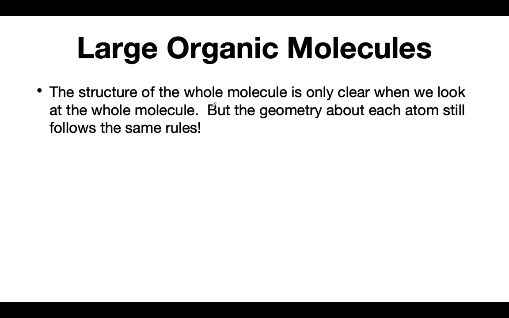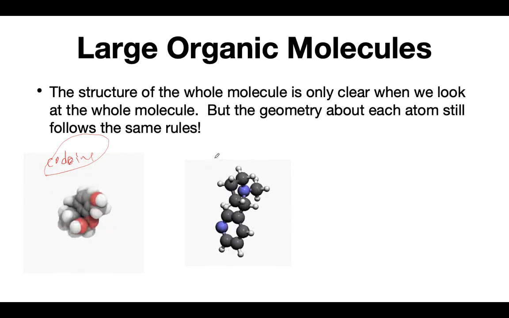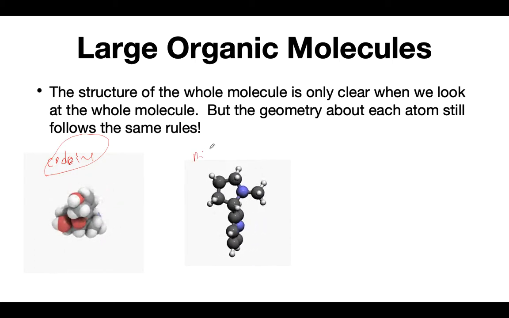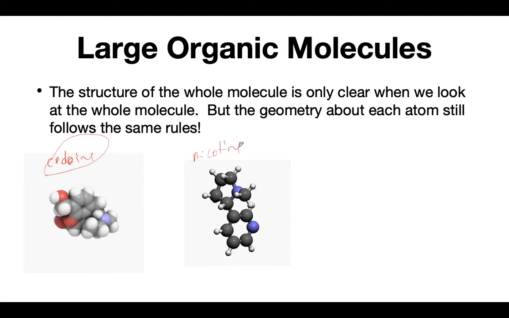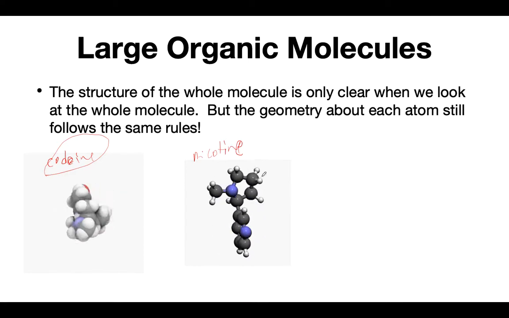Now let's look at some examples here. This structure is of a drug molecule we call codeine. You can see that different atoms are put together that take an overall geometry like this one. And this will be the structure or geometry of nicotine. We know nicotine is what people smoke. The structure will be like this, right?